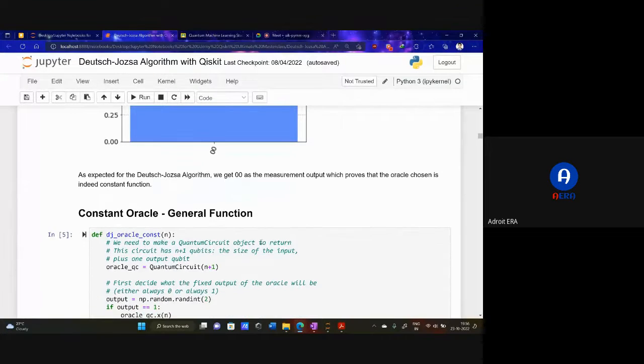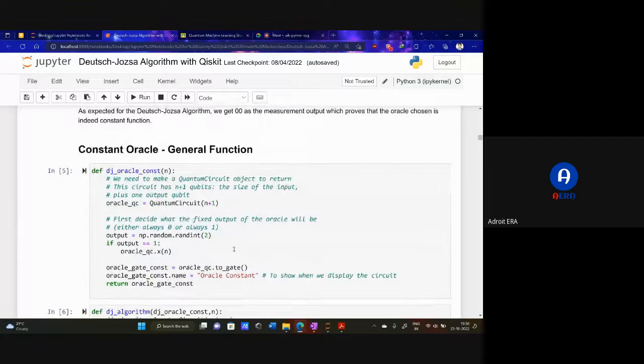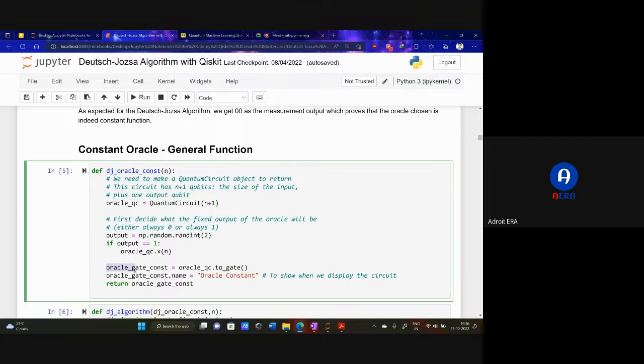Then you can generalize this. This is a way of generalizing it. What do we do in generalizing? Again, you define your quantum circuit. You take this condition of random, by randomly applying an X gate or no X gate, like identity basically. Then you do this new operation. What is this operation? Oracle gate const is equal to oracle QC. That means your circuit becomes a gate. It will look like an operator, like a gate.